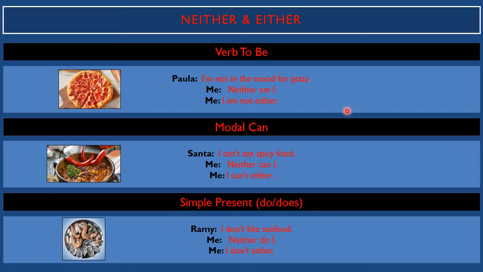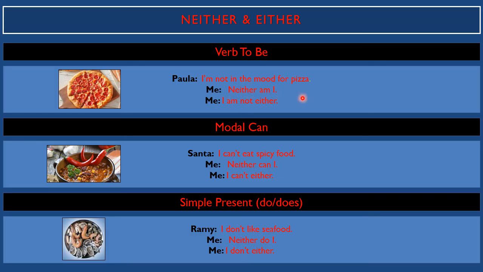For the first one, we have Paula. Paula says, I'm not in the mood for pizza. In this case, we are using the verb to be, but it's negative. So if I am in the same situation, if I agree with Paula, I say, neither am I.